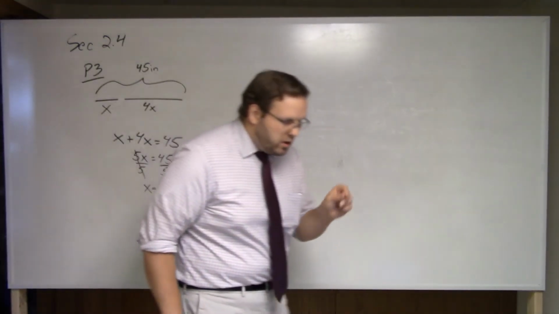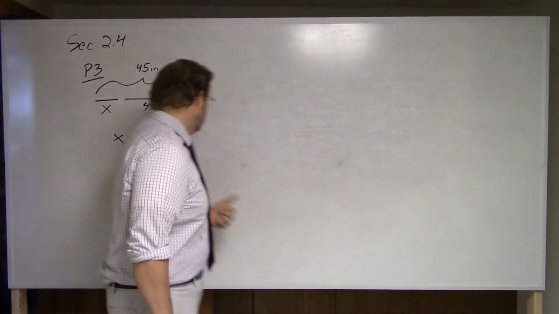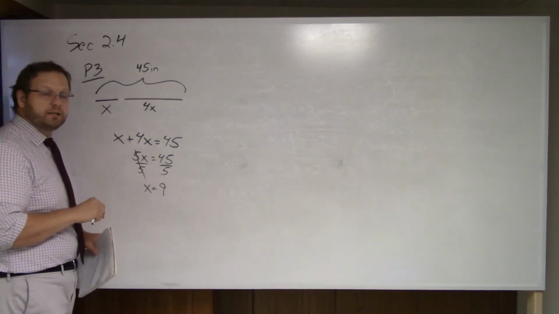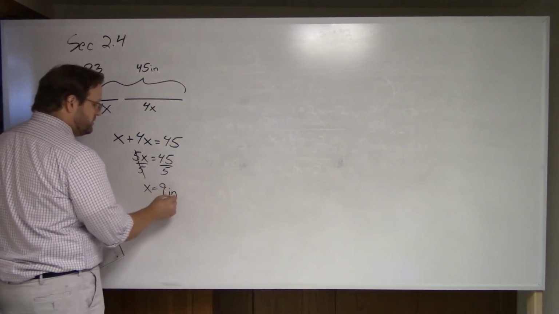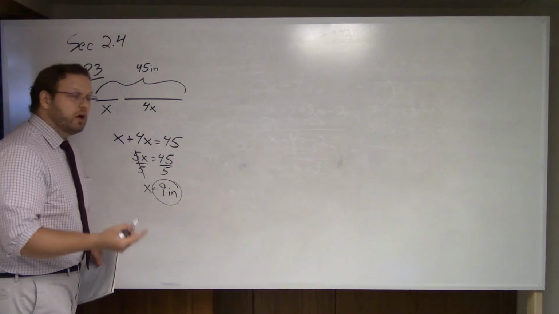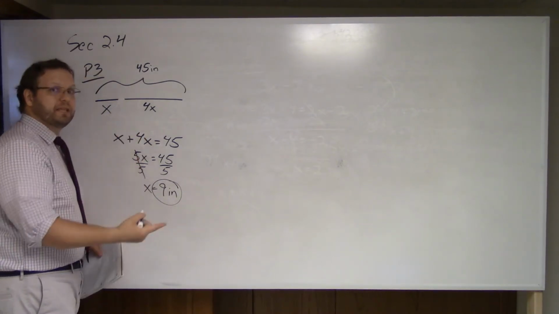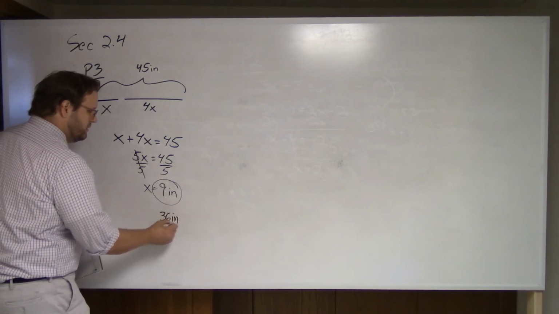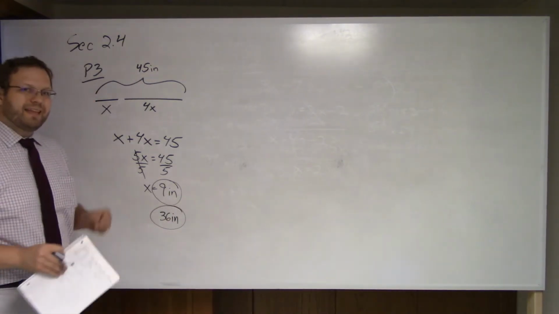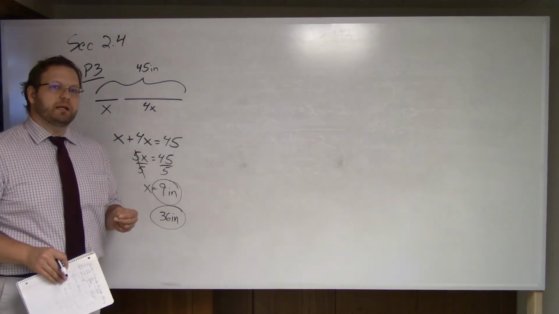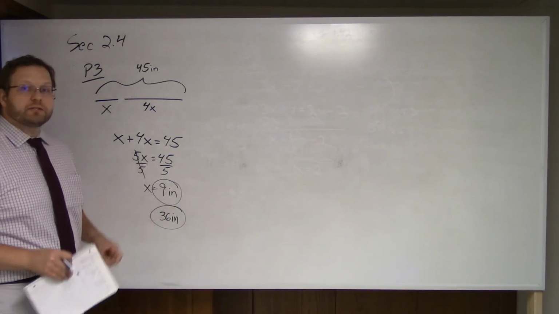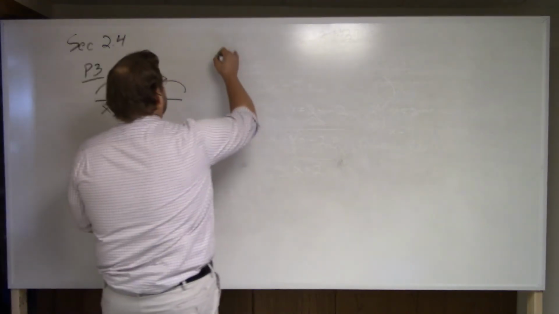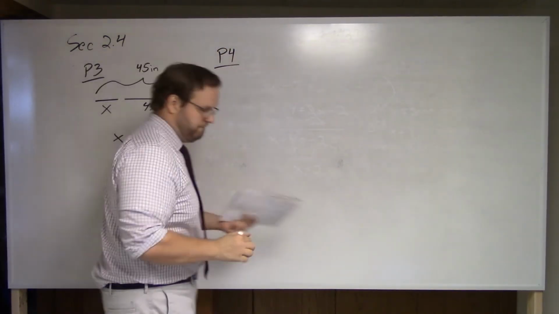Now, make sure you interpret. They asked for what is the length of each piece. Don't just circle 9 and that's it. 9 was your shorter piece, correct? So your shorter piece is 9 inches, but then your longer piece has to be 4 times that. 4 times 9 is 36 inches. That's the interpretation piece at the end that we've got to be careful with. Make sure you actually answer the question. Let's go on to practice 4.